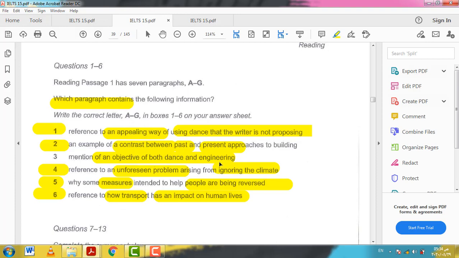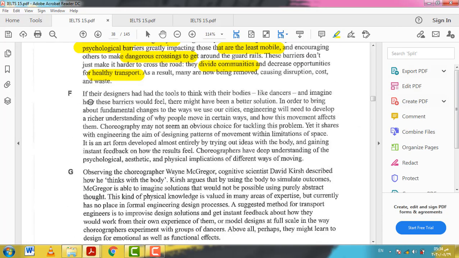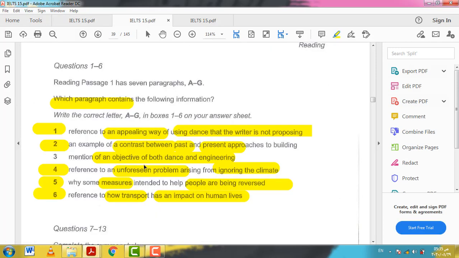Objective of both dance and engineering. If their designers had the tools with their bodies like dancers, and could imagine how these barriers would feel, a better solution. To bring about fundamental changes, engineering will need to develop a richer understanding of why people move and how this movement affects them. Here is the objective of engineering. Choreography may not seem an obvious choice, yet it shares with engineering the aim of designing patterns. So an objective of both dance and engineering. So it will be F.